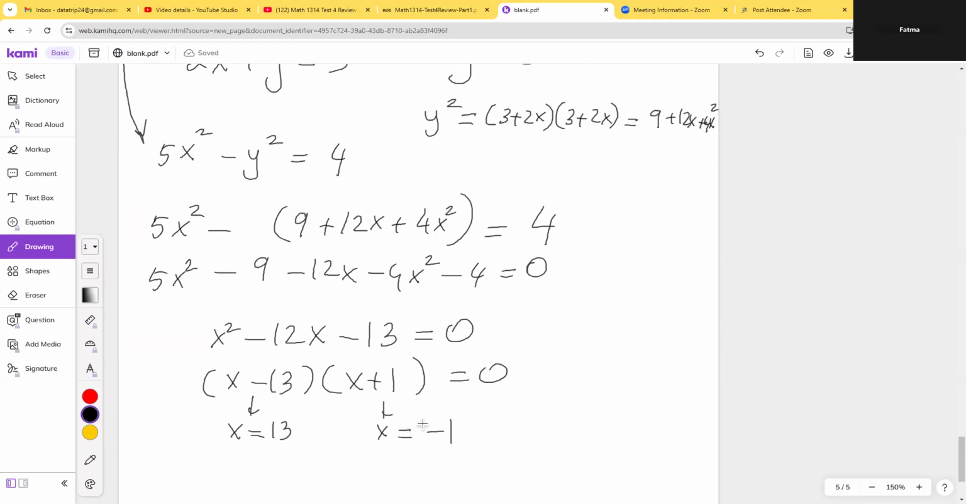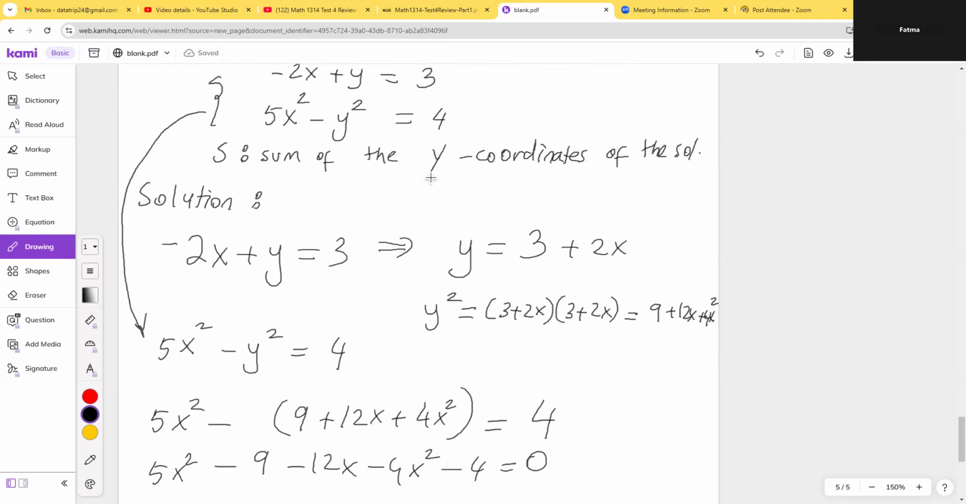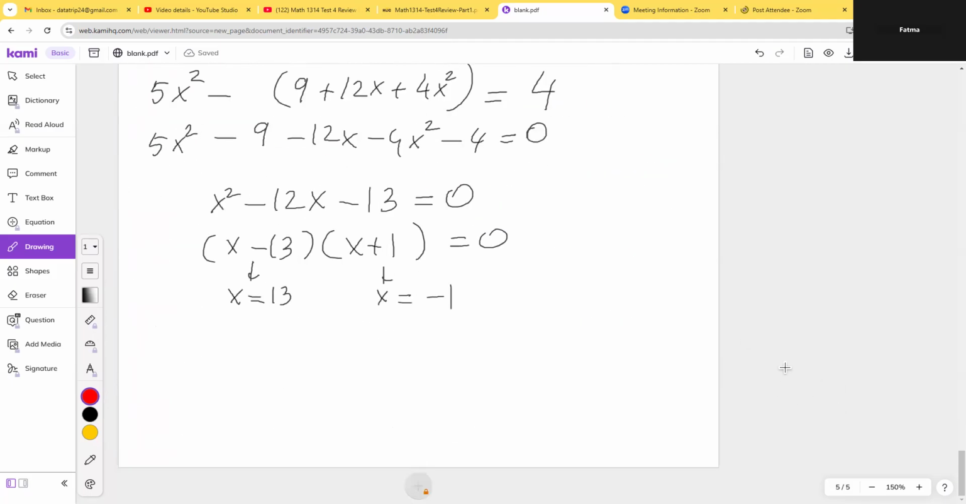For each of these x values, what am I going to calculate? I need to calculate the y coordinates, because the question is asking me to add the y coordinates of these solutions. So if I remember from the top of my question, y is always 3 plus 2x. I can use this to generate the y outputs. So I'm going to apply the y equals 3 plus 2x formula for 13.